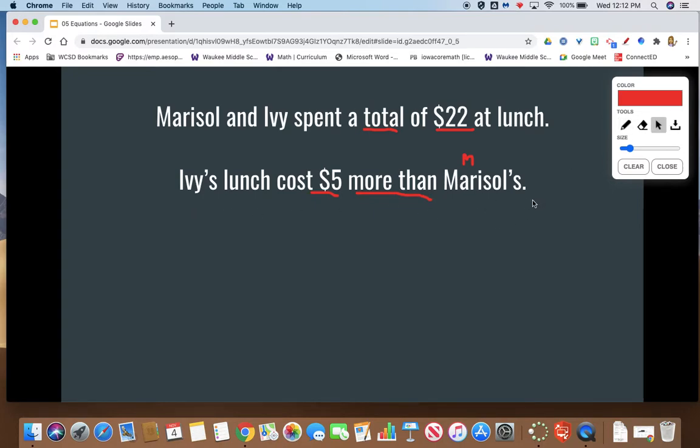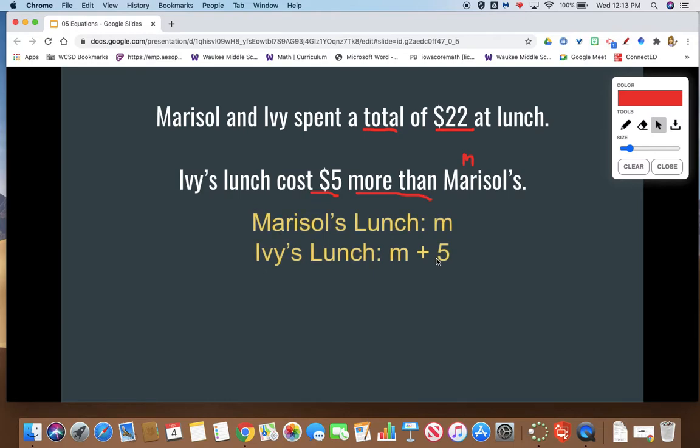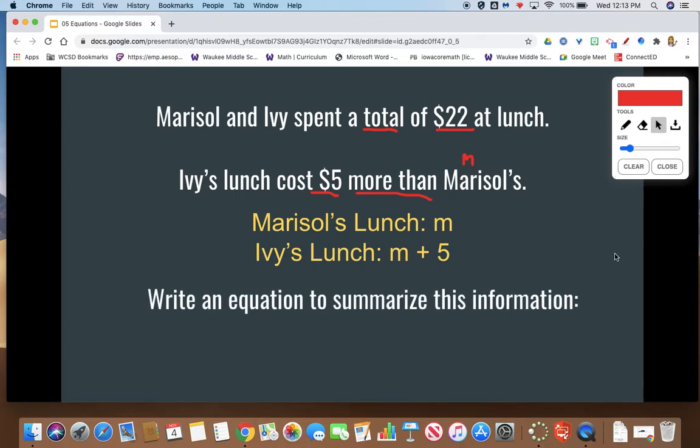To represent Marisol's lunch, we would just use our variable M, because we know that Ivy's was 5 more than M, but we don't know what Marisol's lunch was. So there's Marisol's lunch represented with a variable and Ivy's lunch represented as M plus 5. Now what we need to do is combine our pieces together to create an equation. On one side of our equation should be our total. Let's go back up. We received our total quite early on in the problem. Marisol and Ivy spent a total of $22 at lunch.